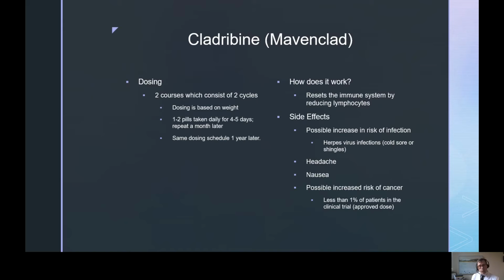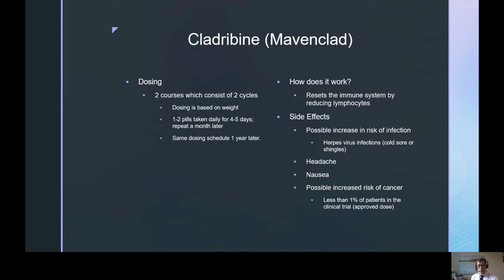Shifting to Cladribine or Mavenclad. This is typically not a medication that is used as a first-line medication, so it would be rare for someone who's newly diagnosed to initially start this medication. However, it is a very effective medication, and the dosing is quite convenient as there are 2 courses which consist of 2 cycles. And the dosing is based on weight.